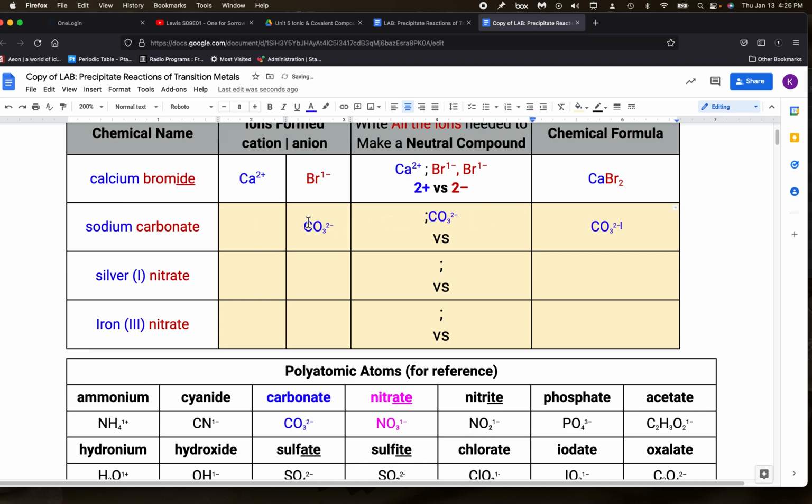So we have this piece that's going all the way through. When you get to the end, there's no charges, so we're going to delete that charge. The sodium is in the first column, so it's 1 plus. And so that needs to go here, Na 1 plus.